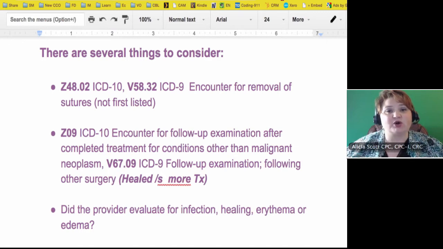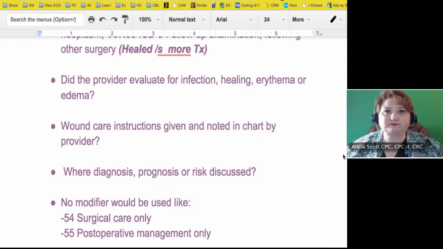Then you want to know, did the provider evaluate for an infection, healing, arrhythmia, or edema? And this is something that is probably going to be done when they come in to have their sutures removed, just to make sure that the wound is looking okay, not just having those stitches pulled out. They're doing an assessment while they do that as well. So as we scroll down, we're going to see some more things that you want to keep in mind.